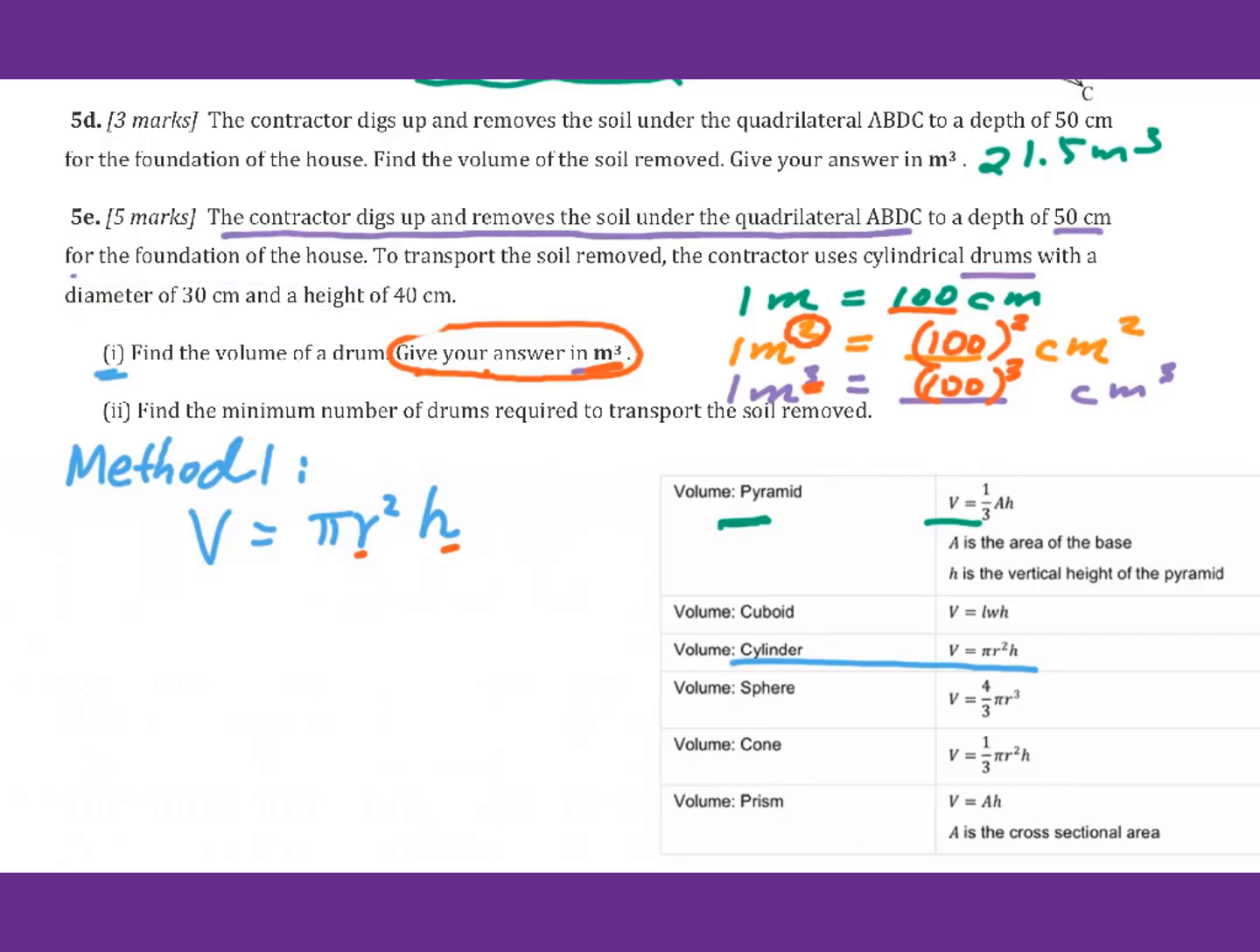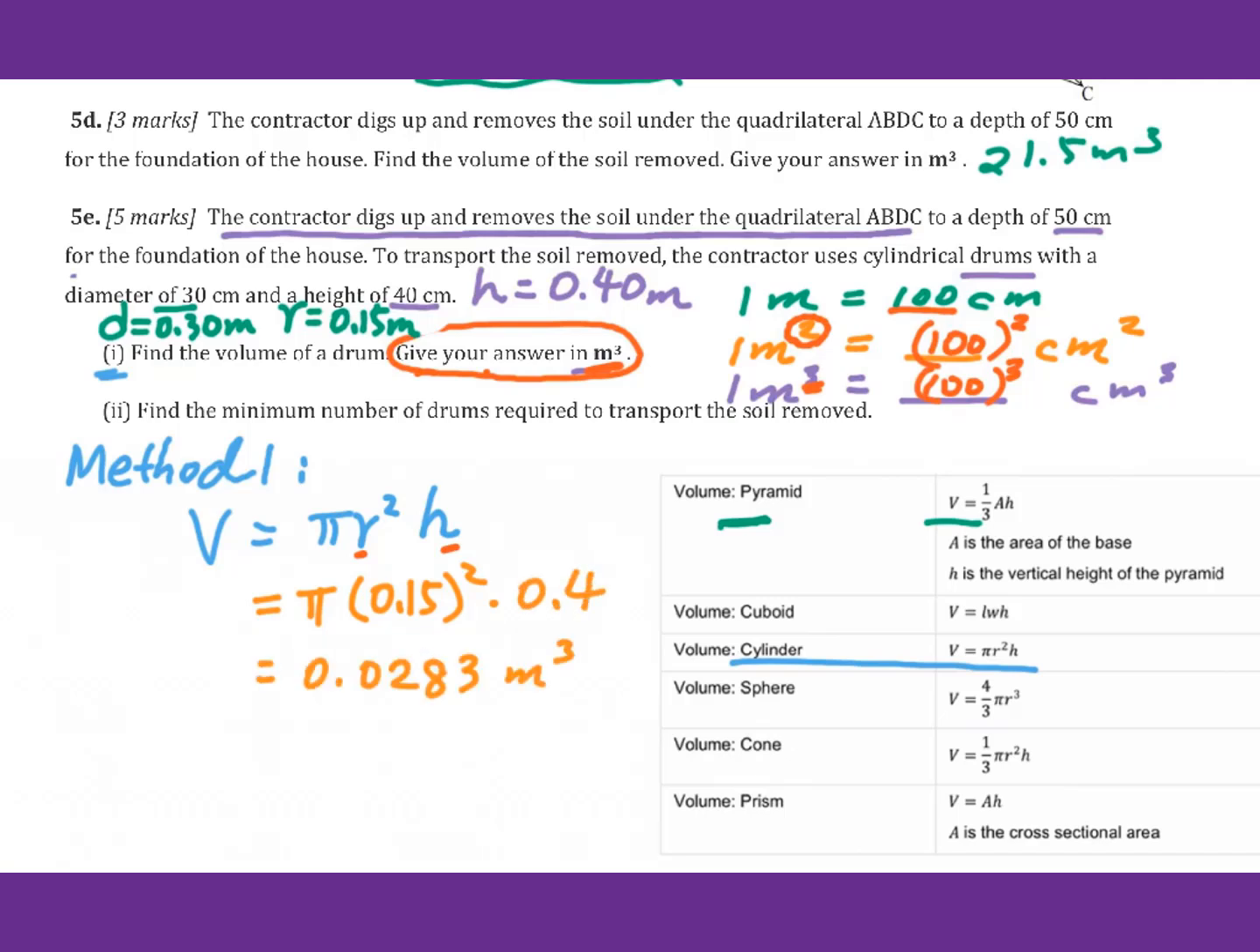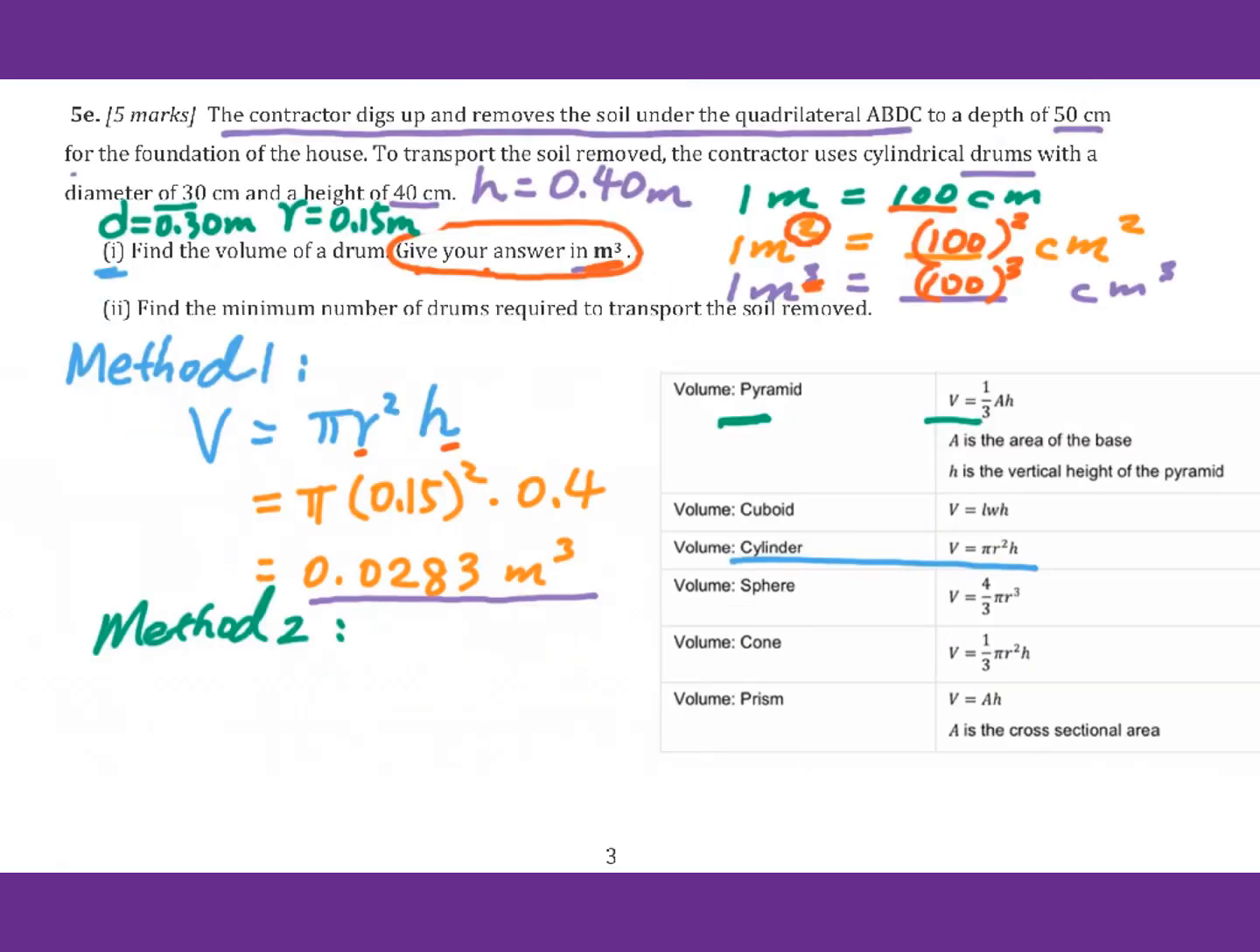Therefore, for this diameter, I will get 0.30 meters. So we have radius equal to 0.15 meters. For this height, I will change it into 0.40 meters. Then I plug into this formula. You will get 0.15 squared times 0.4. You will get 0.0283 meter cubed.